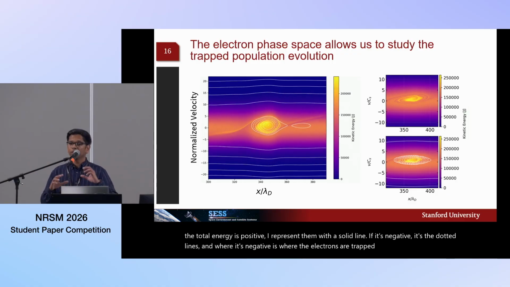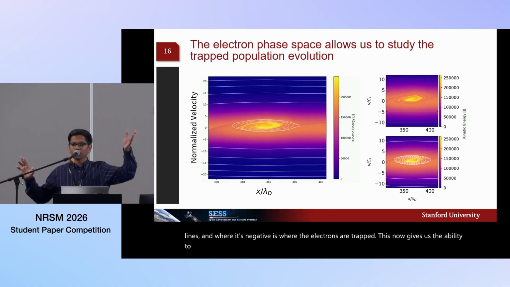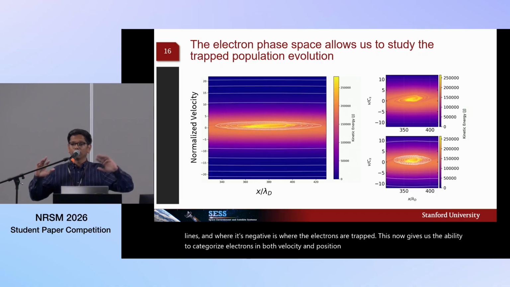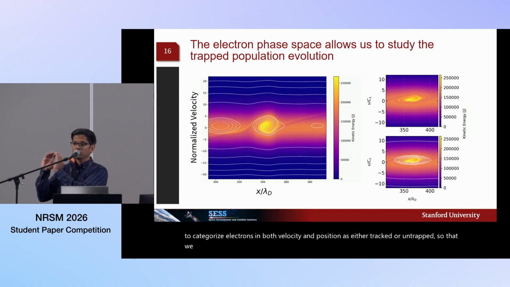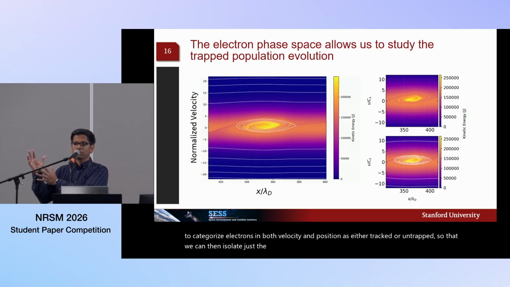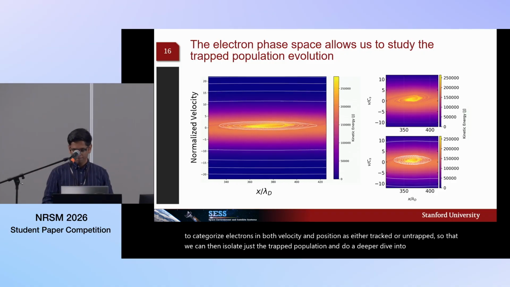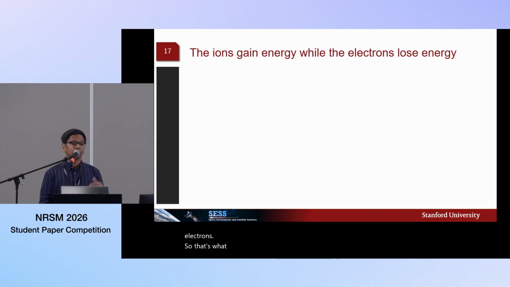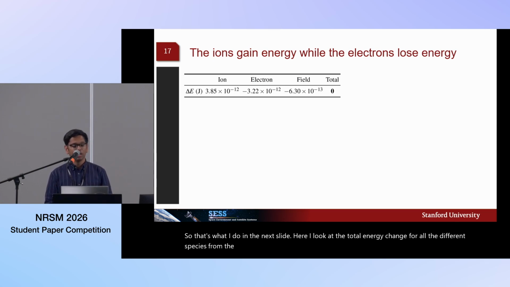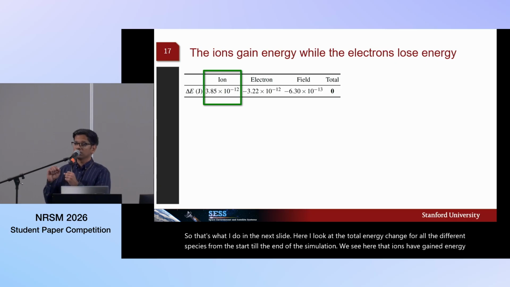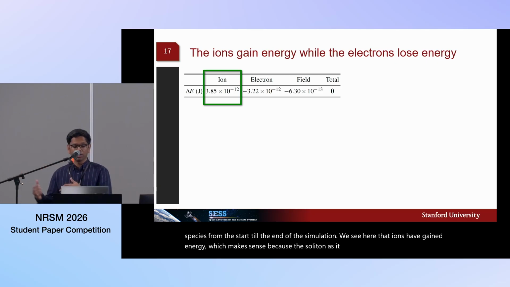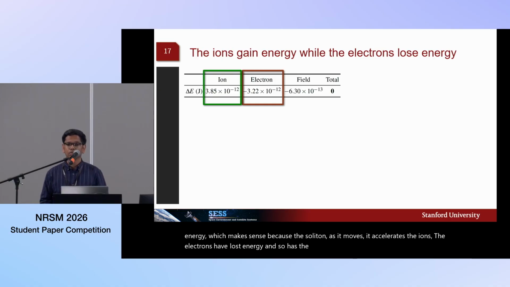This now gives us the ability to categorize electrons in both velocity and position as either trapped or untrapped, so that we can then isolate just the trapped population and do a deeper dive into just those electrons. So that's what I do in the next slide here. I look at the total energy change for all the different species from the start till the end of the simulation. We see here that ions have gained energy, which makes sense because the soliton, as it moves, it accelerates the ions. The electrons have lost energy, and so has the field, and overall they all add up to conserve energy. But here's the interesting thing.